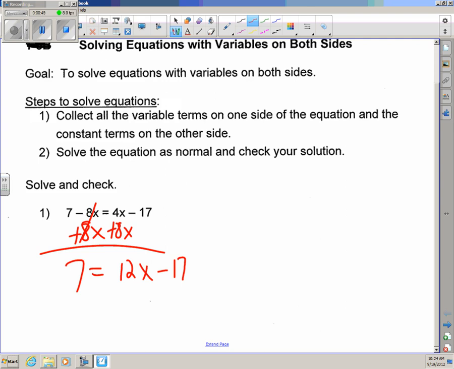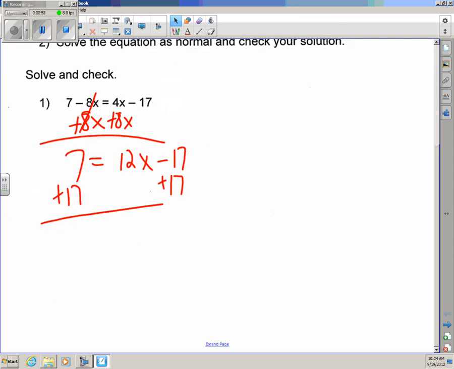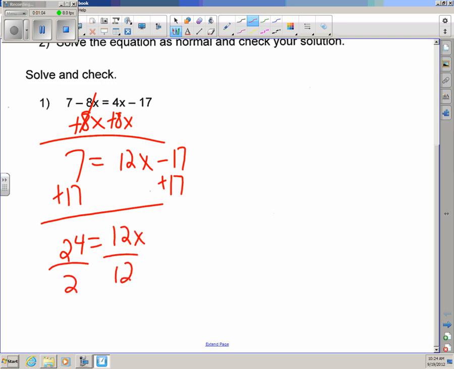And now if variables went to the right, my constant terms, without the variables, go to the left. That's why I'm going to add 17 to both sides. And then you get 24 equals 12x. Divide both sides by 12, and 2 is equal to x. Again, I can't stress enough that we've been getting a lot of integer answers, and that's not always the case. If you end up getting a fraction answer from time to time, a rational number, it's all good.